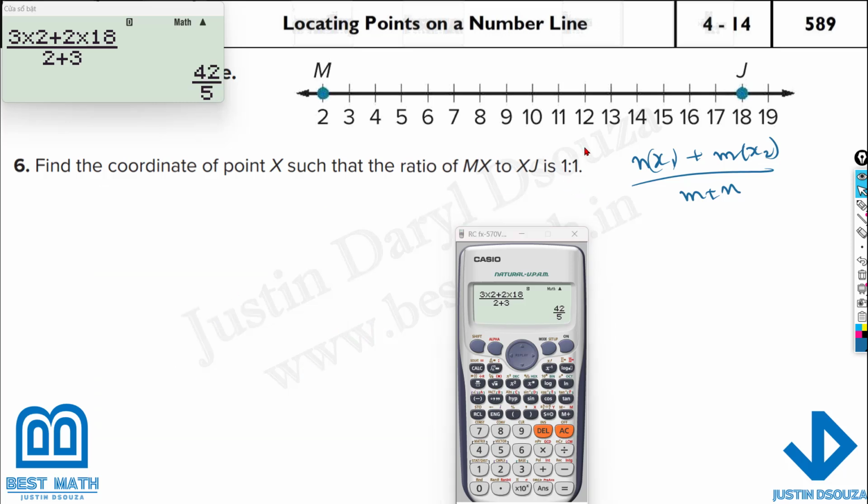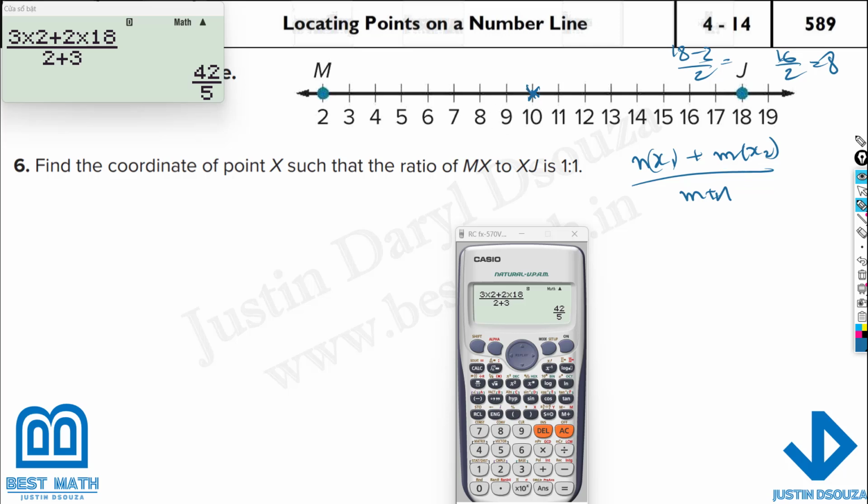Here they have given us a ratio of 1 is to 1, which is very simple because it's the midpoint. So whatever the distance here must be equal to over here, right? So you can easily find the midpoint. That is midpoint of 18 minus 2 divided by 2. It's going to be 16 by 2, 8. See, 8 is not the midpoint. You need to add 8 from here. So 10 is the answer. That's how we can find the midpoint.